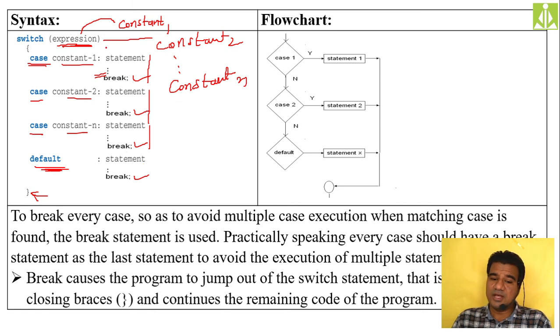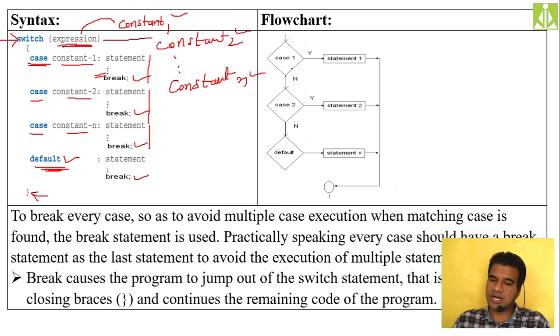Likewise, if your expression results in none of these constants, if it does not result in constant 1, constant 2 and so on up to constant n, then what will happen? The default case will be evaluated. Directly the control will jump from this point to the default case and evaluate it. If none of the cases match the expression, then the default case will be executed.